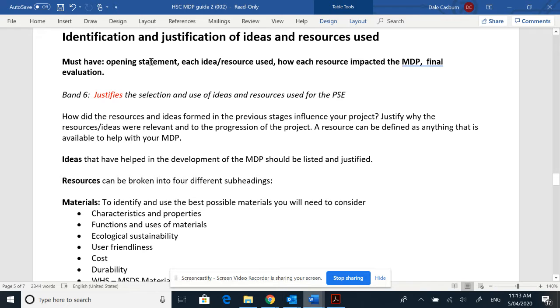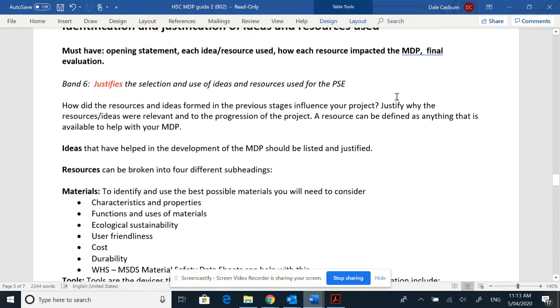Important: don't have the space, get rid of it. You need to list each idea and resource that you've used, how each resource impacted your design project, and of course, a final evaluation. So, band 6 is that word justifies. In the introductory video, we talk about what some of these words mean, but justifies the selection and use of ideas and resources used for the major project or product, system or environment.